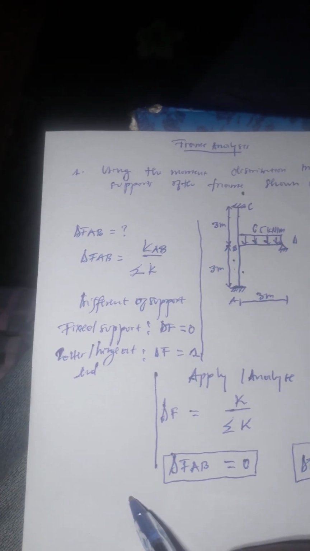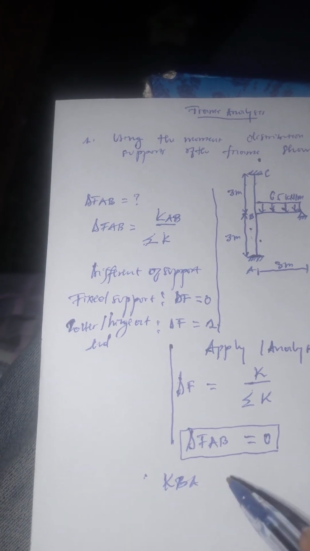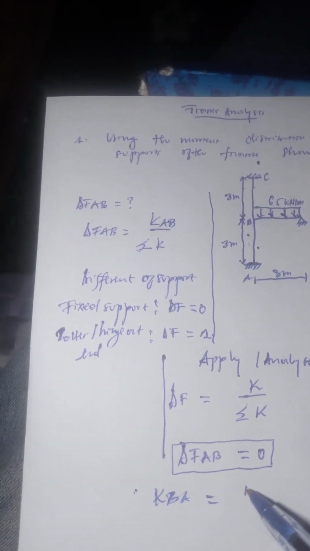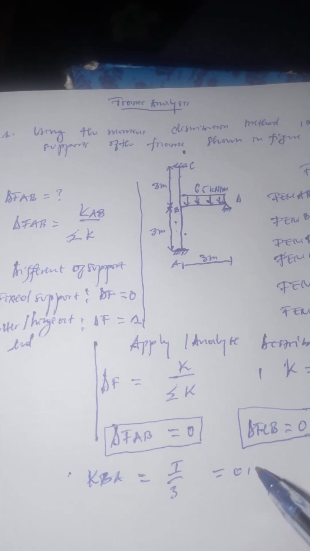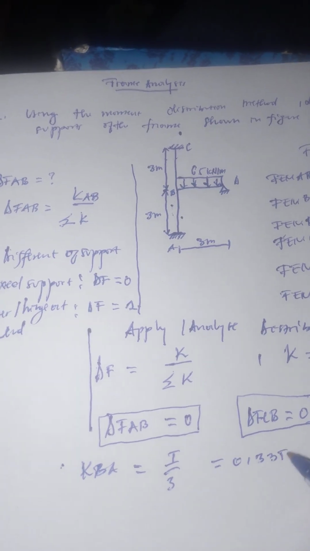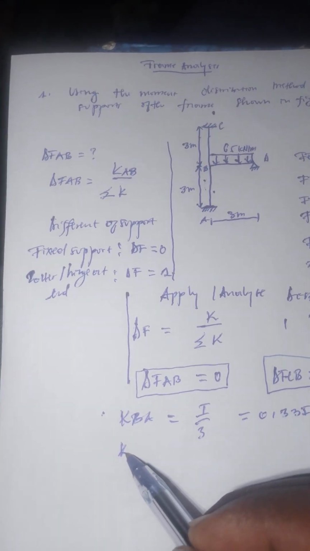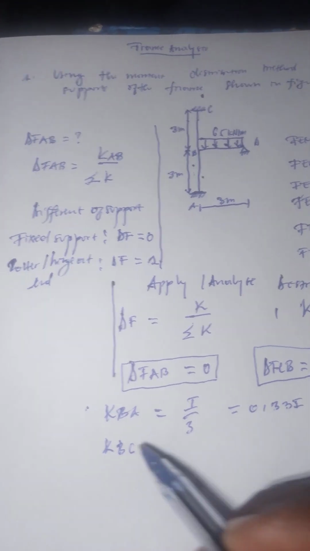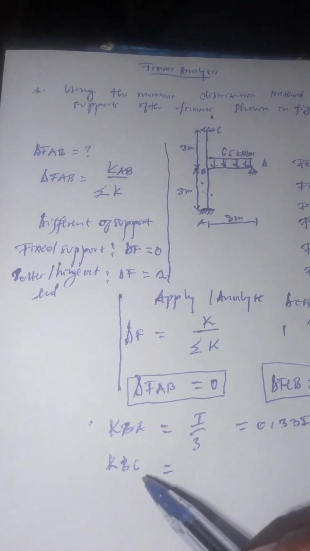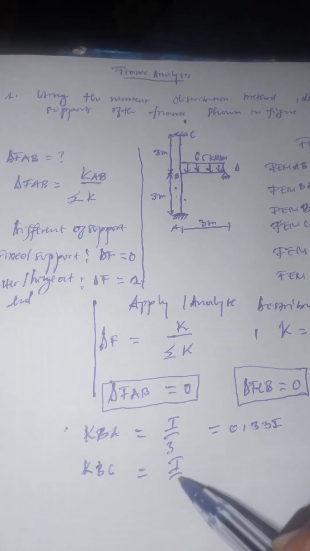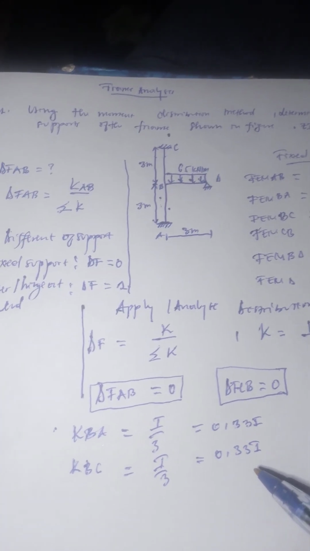But here we start to compute the stiffness. Stiffness BA must be equal to I over 3, which is 0.33 I. Then for distribution factor BC, the member stiffness at BC is the same, 0.33 I.